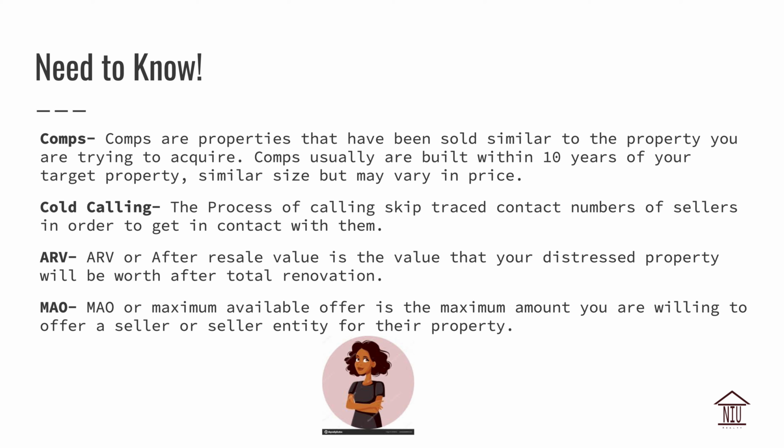These are a few terms that you need to know when comparing properties. Comps are properties that have been sold that are similar to the property you're trying to acquire. Usually they're built within 10 years of your target property, and they're similar in size, but they may vary in price. Cold calling: the process of calling skip trace contact numbers of sellers in order to get in contact with them. ARV, or after resale value, is the value that your distressed property will be worth after total renovation.